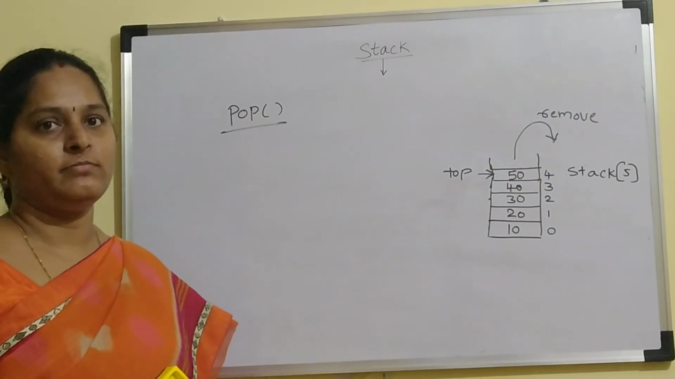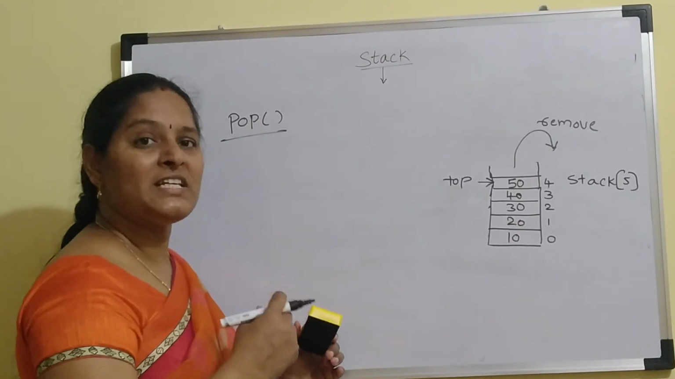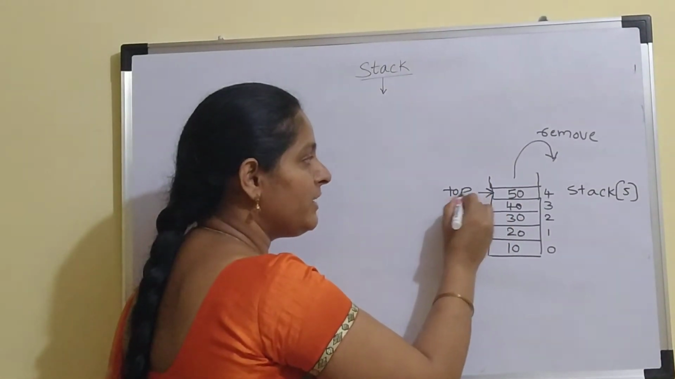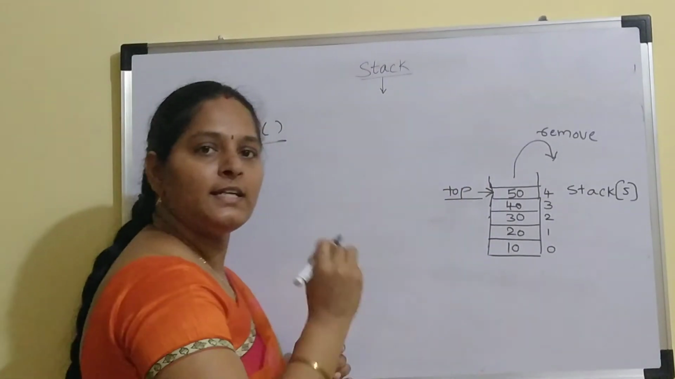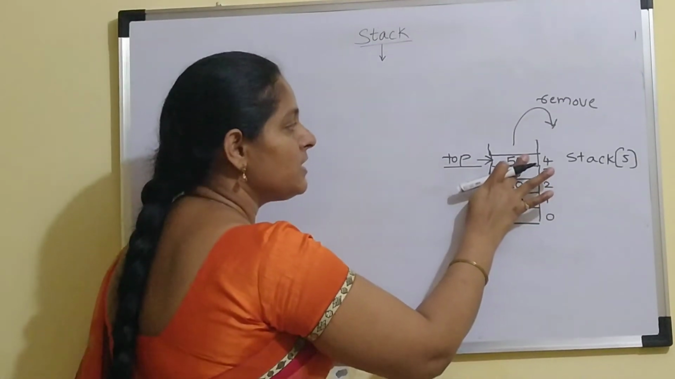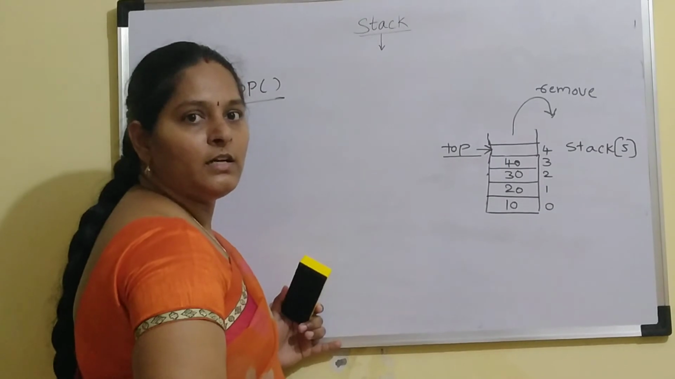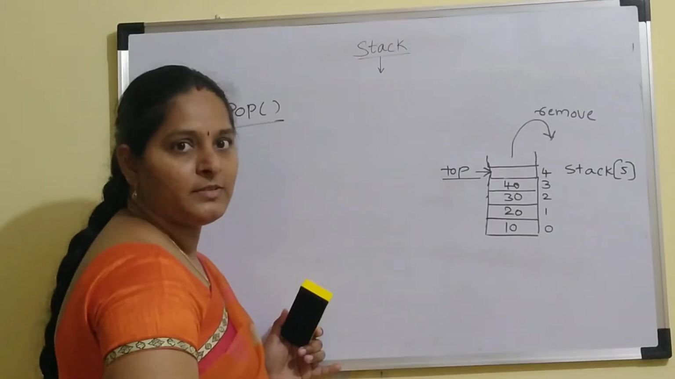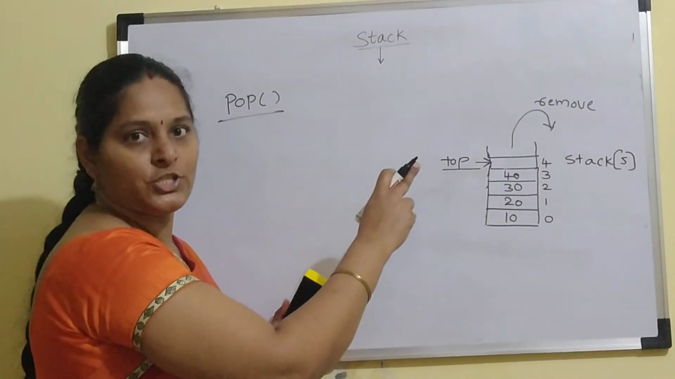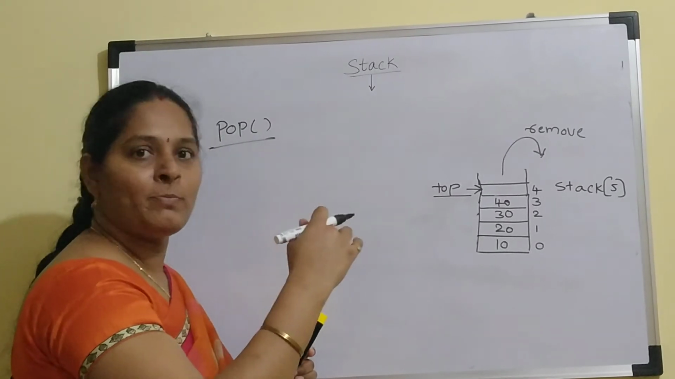Let us see. Now I want to perform the pop operation. Which element can I remove first? Only the last element. That is, wherever the top is pointing, that element only I can delete first. So what I need to do is just remove the element from the stack. After removing, top should not point to the empty location, because always the last element will be the top element.